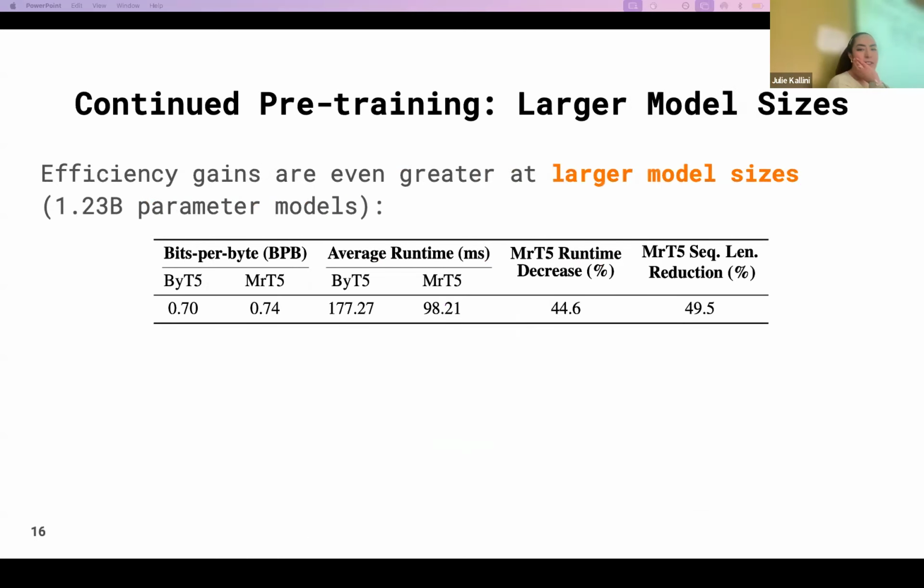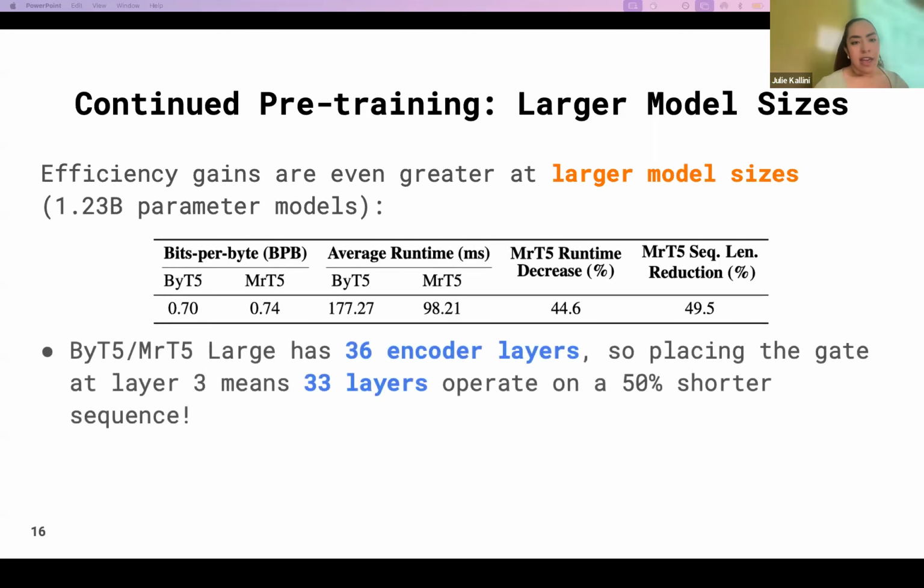Separate from the models I've talked about so far, we also trained a large Byte-T5 and a large MrT5 model. These each have 1.23 billion parameters. Again, these are continued pre-training experiments. And we found that MrT5's efficiency gains were even greater at a larger model size, while the bits per byte comes closer to matching Byte-T5's.